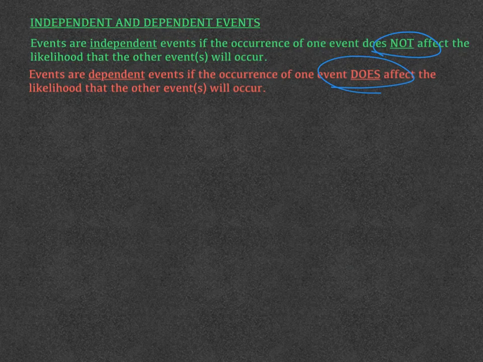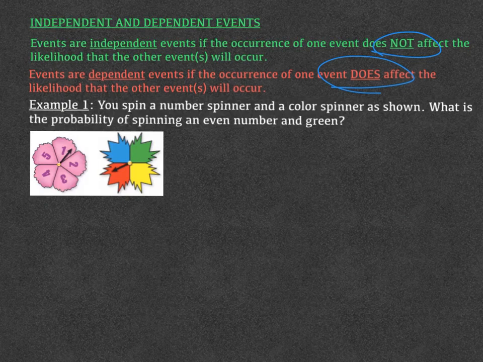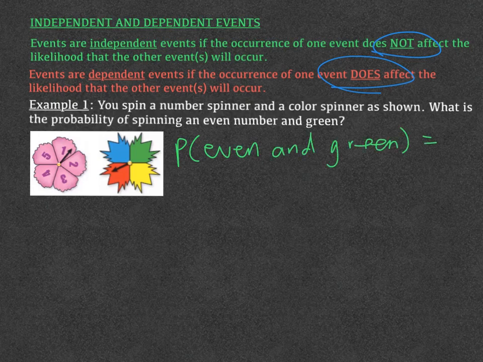Is it an independent or dependent event? Does spinning a certain number on the first spinner affect the color that you might obtain on the second spinner? Pause the video to think about it. This is an independent event because the result of each spinner does not affect the other. From our work earlier, we know that the probability of getting an even and green is equal to 1 over 10. Now we'll look at the probability of each event.